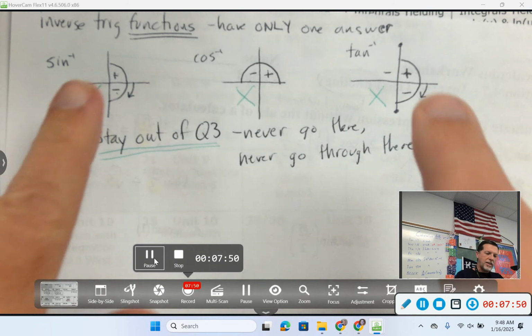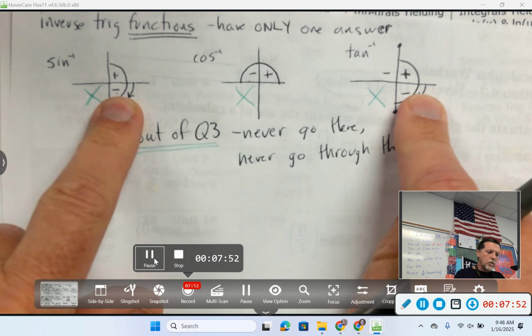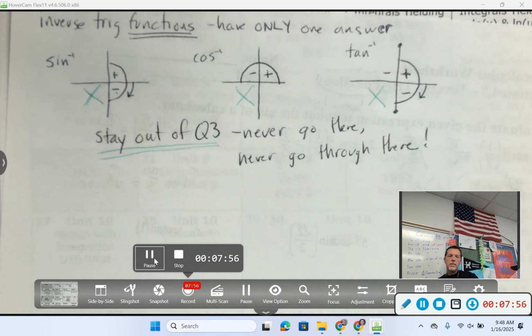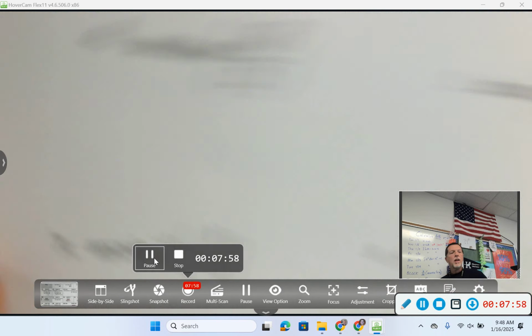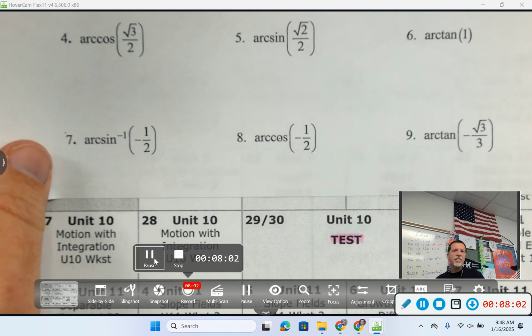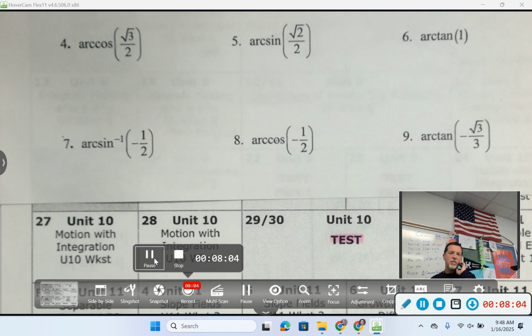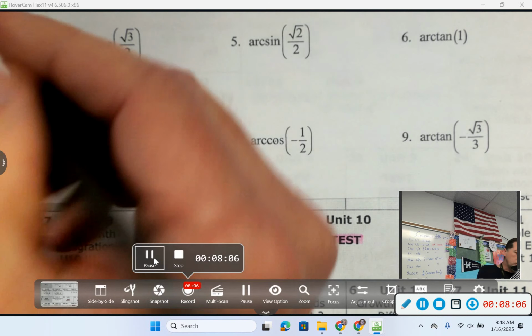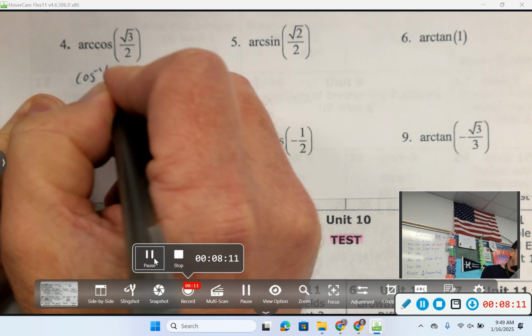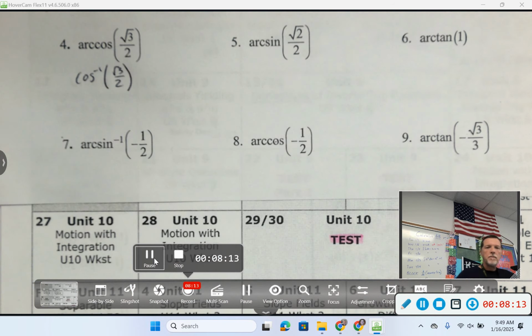So sine and tangent, quadrants 1 and 4. Cosine, you pull from quadrant 1 or 2. Okay. Flip that back over and try those next 6. You'll hit some negative ones in a moment. Arc cosine means the same thing as inverse cosine. All right, so you try 4 through 9.